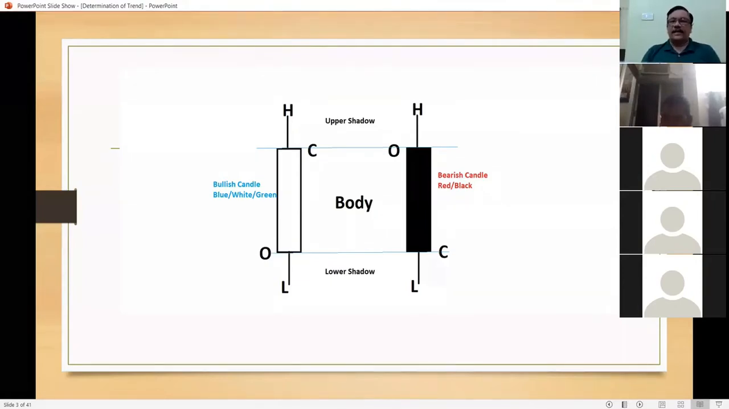Now, a typical candlestick has three parts. One is the long rectangle between open and close. That is called the body of the candle. From the body to the highest price, that is called the upper shadow or wick of the candle. From the body to the lowest point, that is called the lower shadow, or some people call it the lower wick. Whatever words you use, the meaning is important. So a typical candle has three parts: body, upper shadow, and lower shadow.